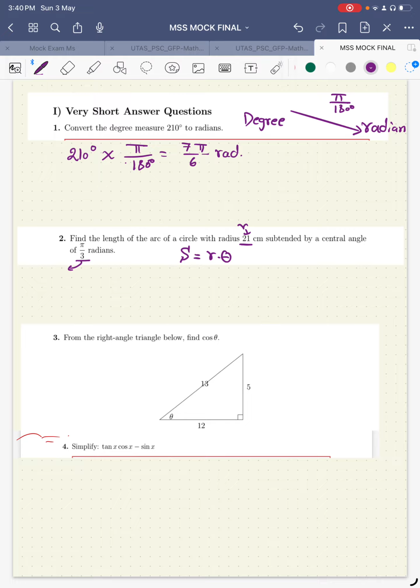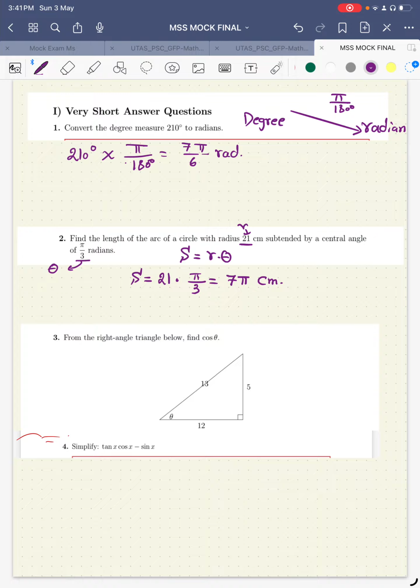Is it in radians? In that case, yes. So that's gonna be my angle. Sometimes they're gonna give you the angle in degrees, and you need to convert it to radians. So my answer is gonna be S equals 21 times pi over 3, which is gonna give me 7 pi. And again, I shouldn't forget the unit, which is centimeters. Now let's go to question number 3.